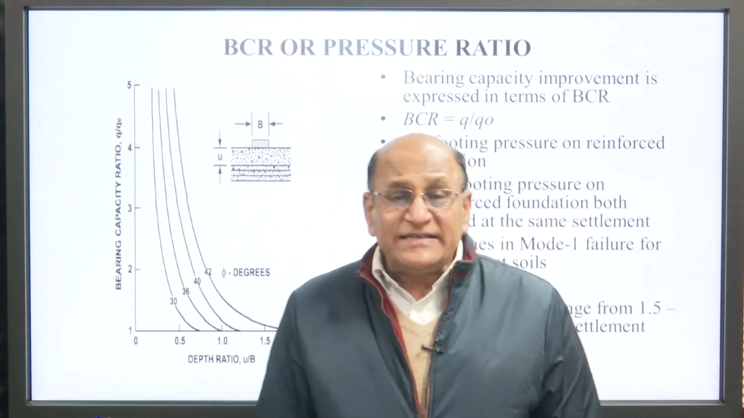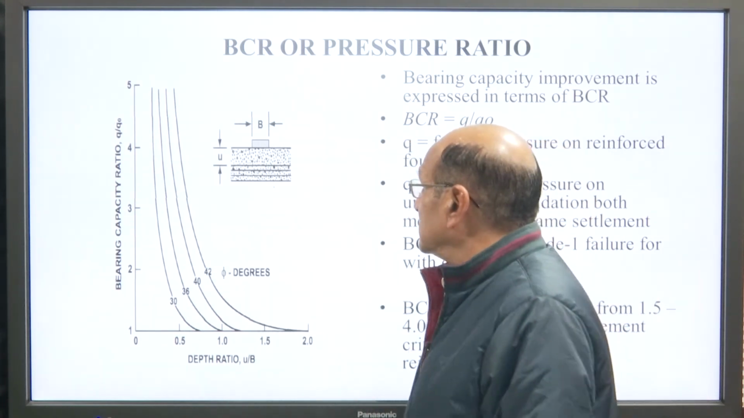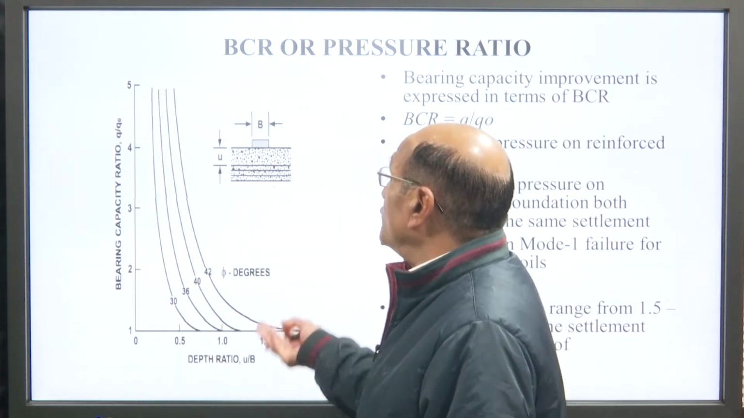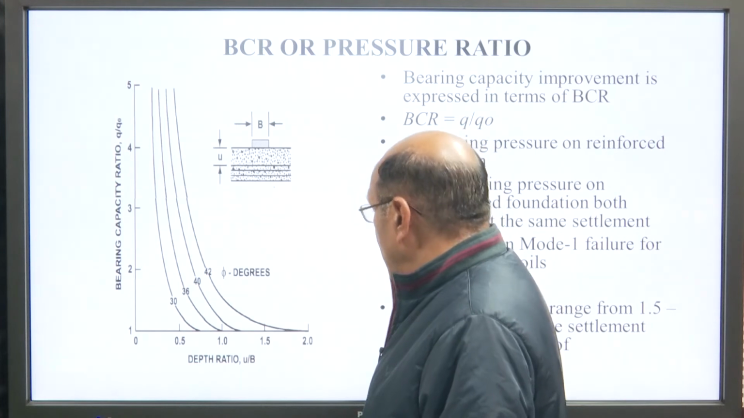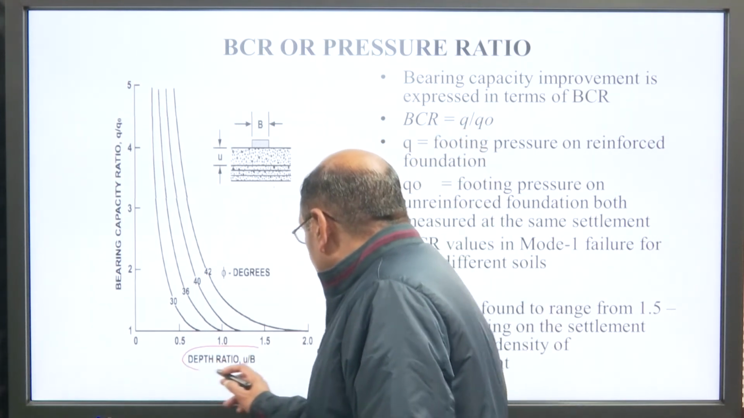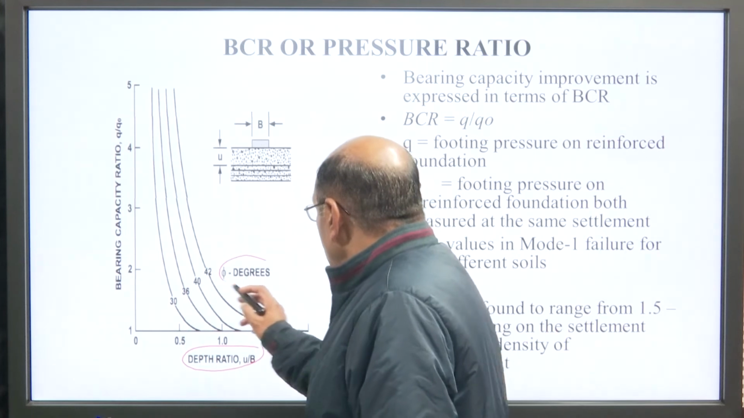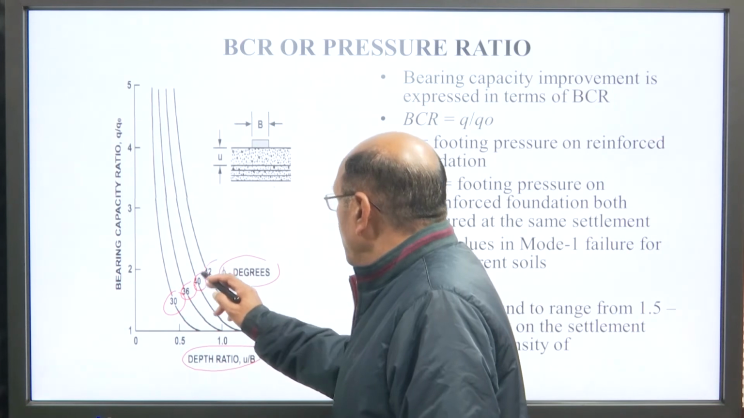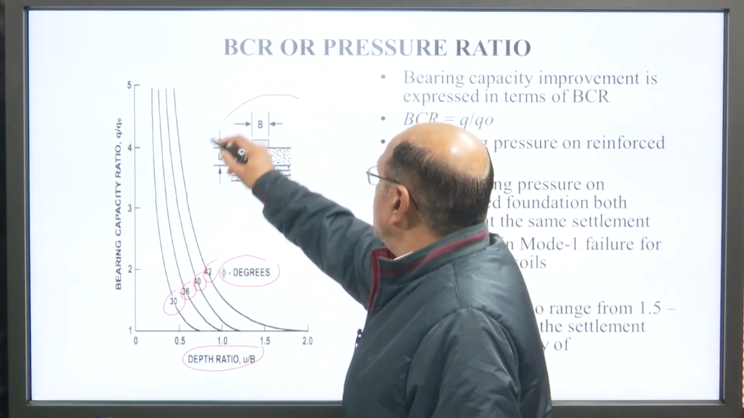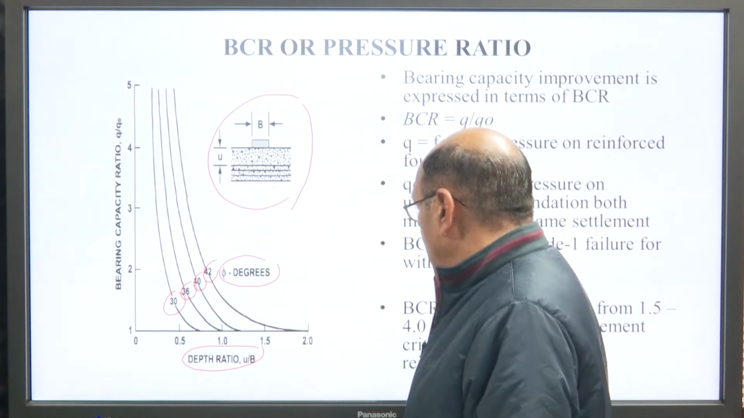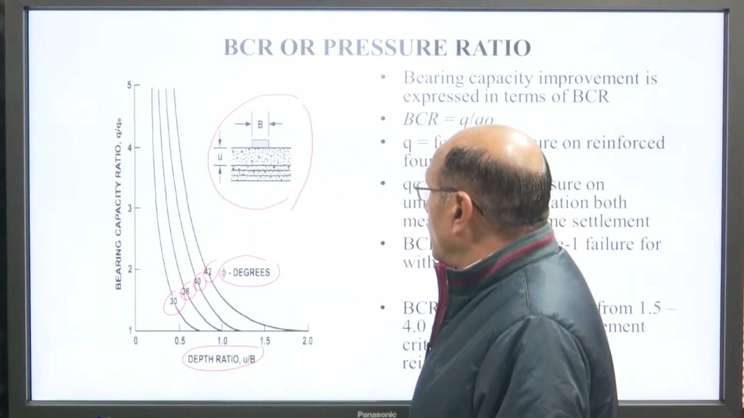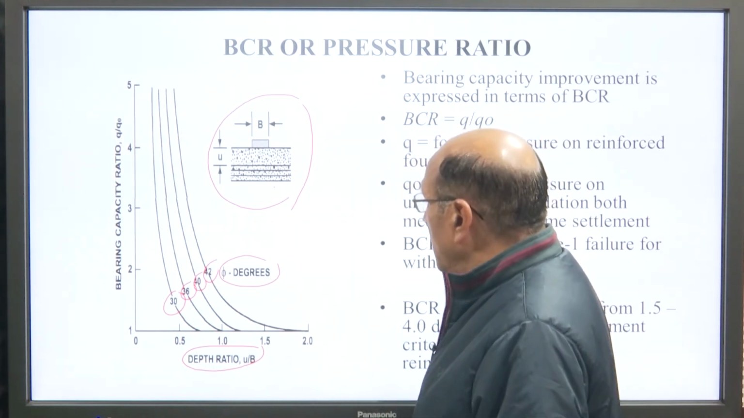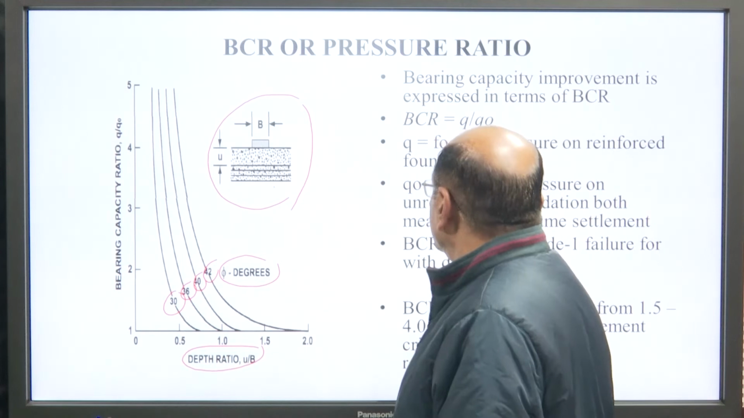Now, come to the BCR or pressure ratio. This is a graph between the bearing capacity ratio or pressure ratio Q by Q0, and this is the U by B. This is the phi in degrees, that is for 30 degree, 36 degree, 40 degree, 42 degree, like that. This is the figure we have applied here. So, this is the pressure ratio or bearing capacity ratio.